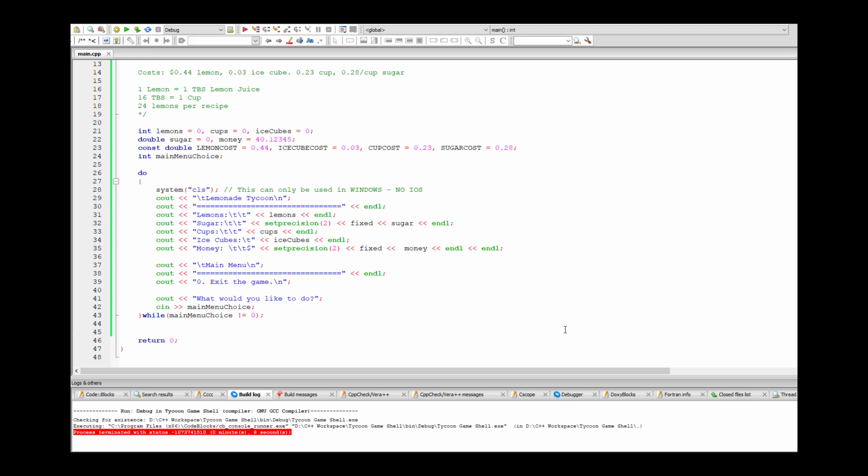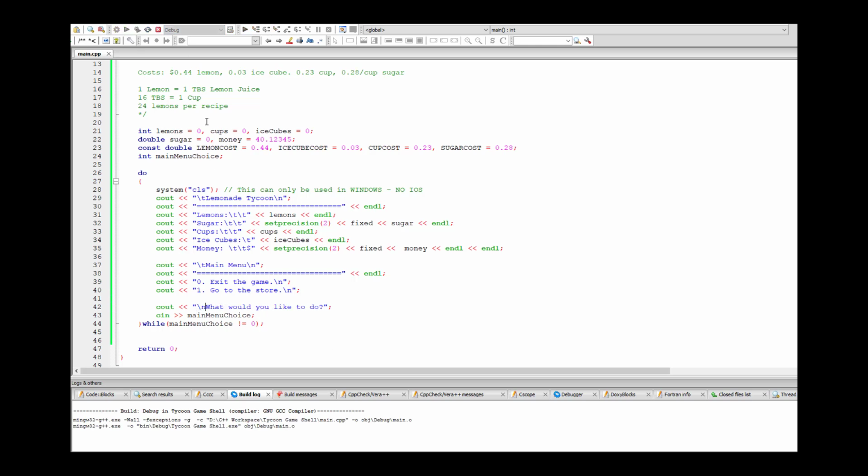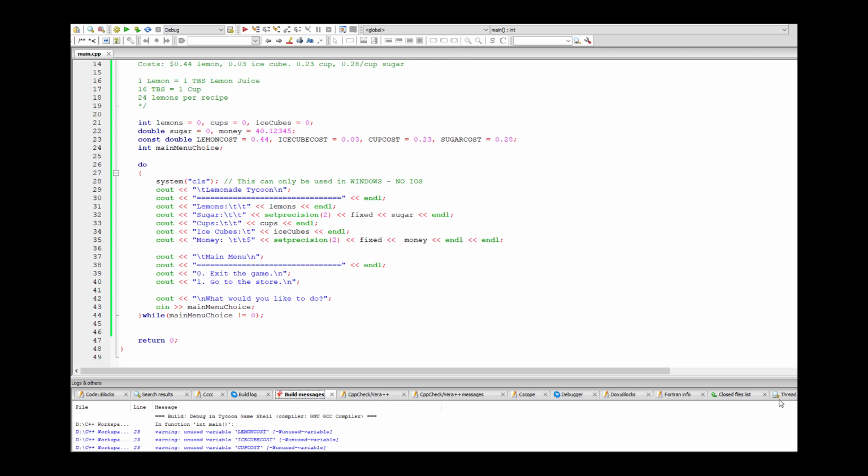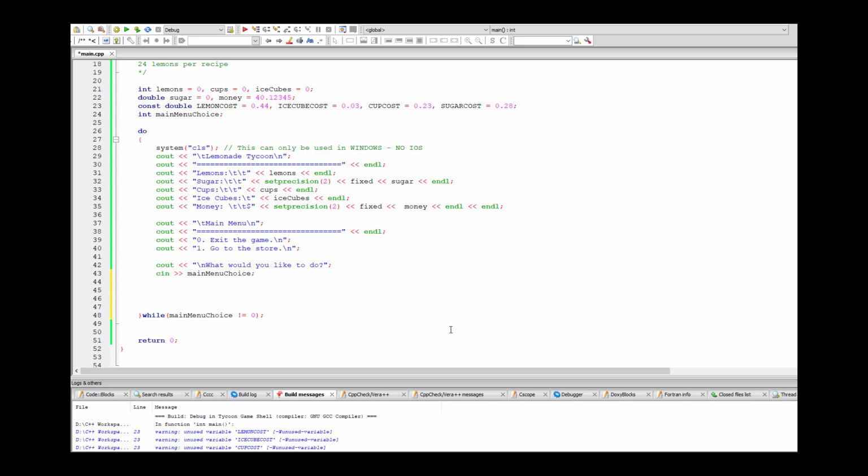So what we'll do then is add something else. We're going to say cout 1. The first thing we're going to need to do is be able to purchase something. So go to the store. And here I'll put an end line to create some spacing. There we go. So go to the store. Now when I press 1, we don't actually go to the store because we haven't written that code yet. So down here, I don't know why that didn't type anything, but okay.